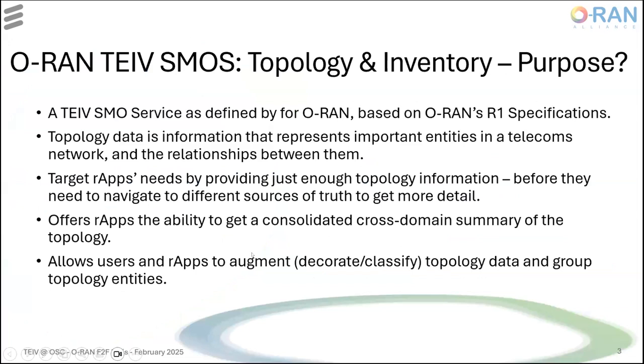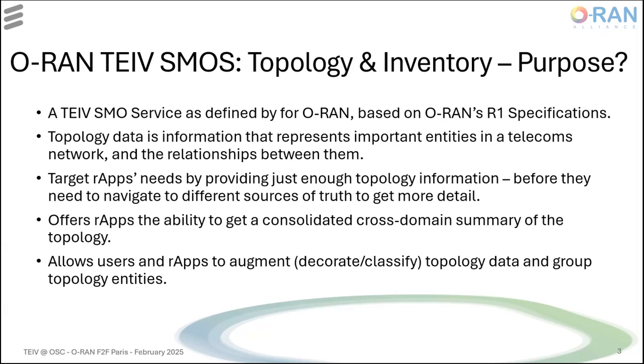So a very quick summary of what it is that we're trying to do and why we're doing it is that ORAN has defined Topology Exposure and Inventory Service, TIV, as part of the SMO, so an SMO service. And its northbound interface is being defined to be part of the R1 interface, so that rApps can access just enough information to get an overview of the topology of the RAN, and I think eventually more than just the RAN, but initially the RAN, and it would draw topology related information from lots of other sources of truth within the SMO.